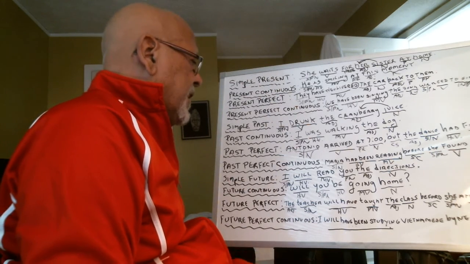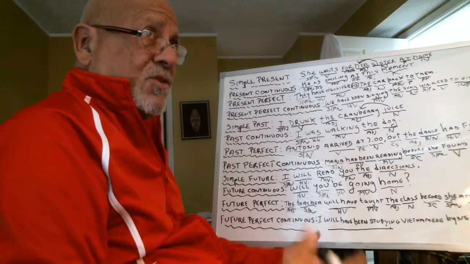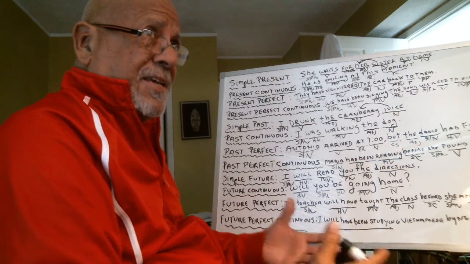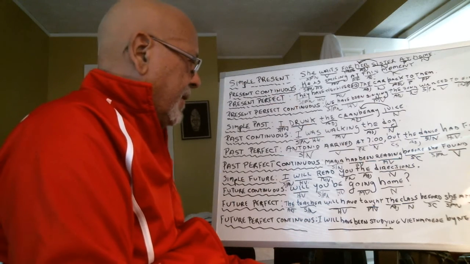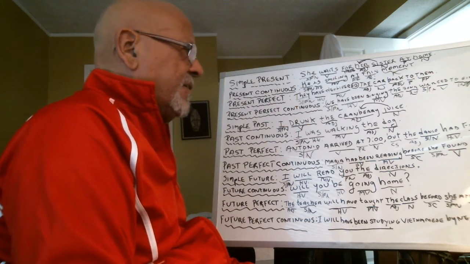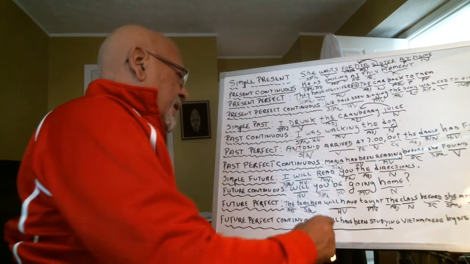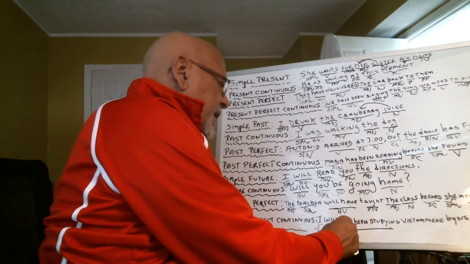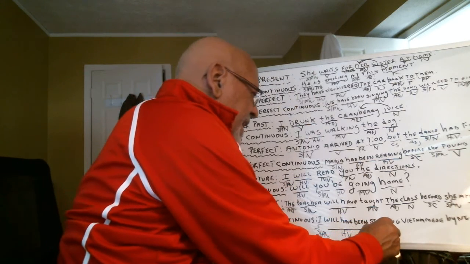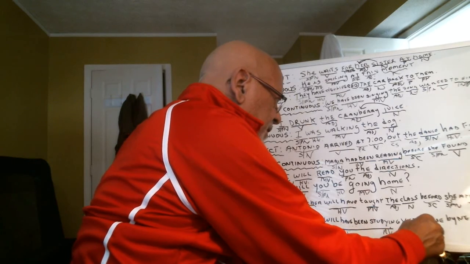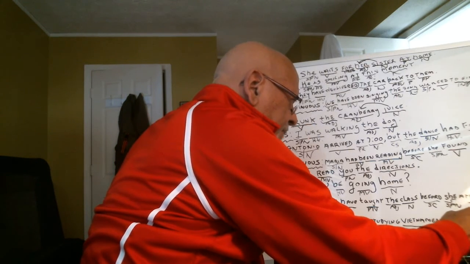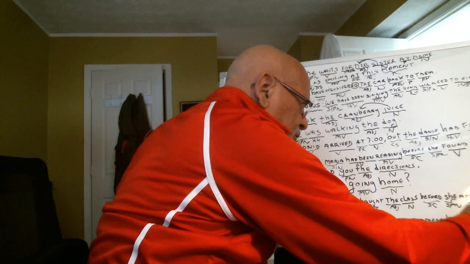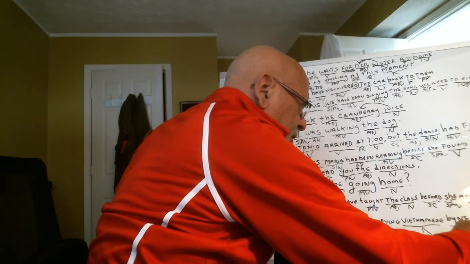The future perfect continuous, which is not used and it's not recommended to be used. You can read it, but you're not going to speak in this aspect, okay? I will have been studying Vietnamese by next term. I, subject pronoun. Will have been, helping verb. Studying, main verb. Vietnamese, noun. By, it's going to be a preposition. Next term, noun. Which term? Next is going to be an adjective.